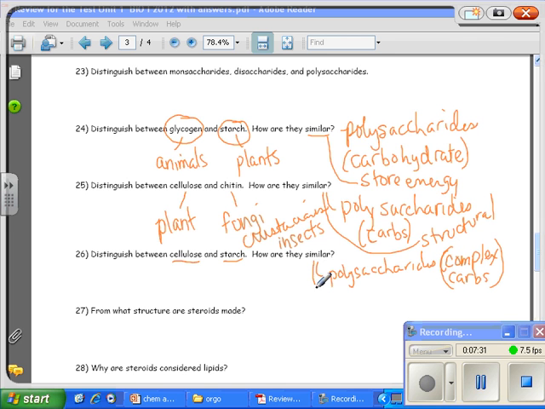And they're also similar because they're both found in plants. They're different because starch is used by plants for energy, and cellulose is used by plants for structure.